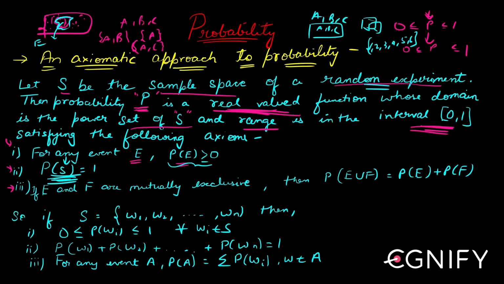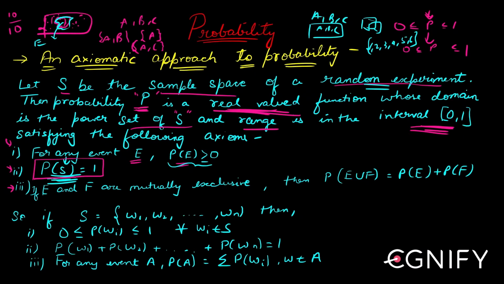So probability of sample space is equal to 1, because that is the complete case that fulfills your entire probability range, right? Nothing outside this can happen. So if there are 10 things possible, sample space means all those 10 things, right? So nothing is missing. That is what it means. So this probability of sample space is equal to 1.